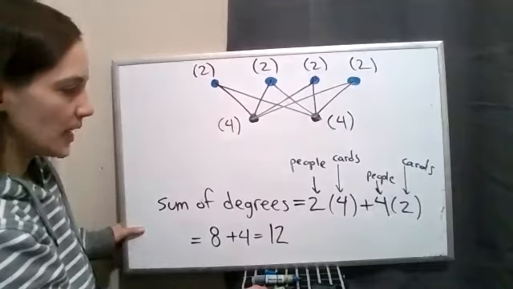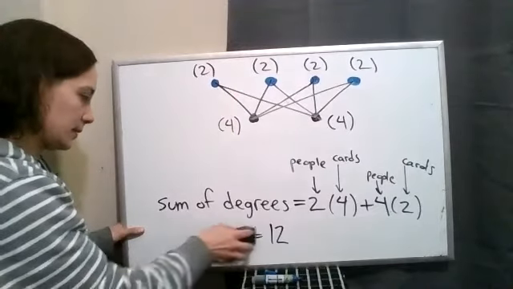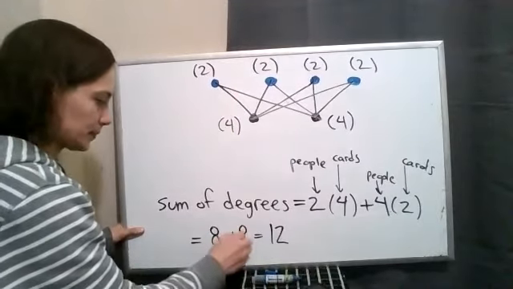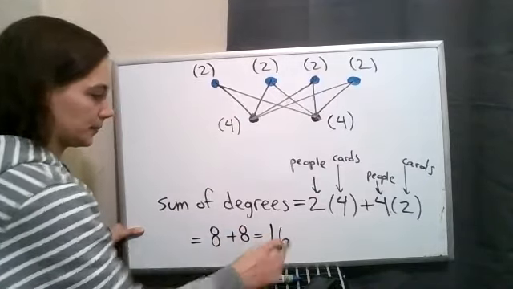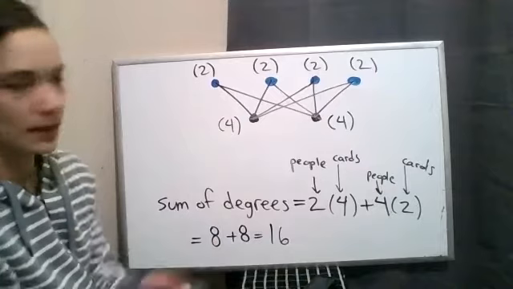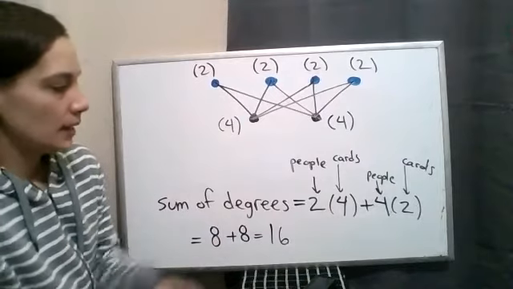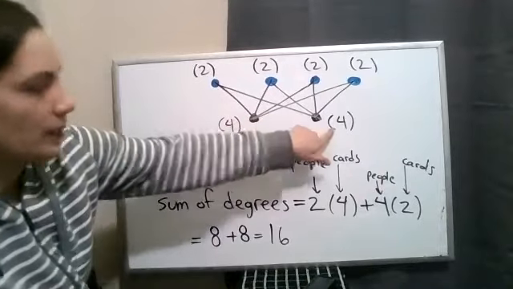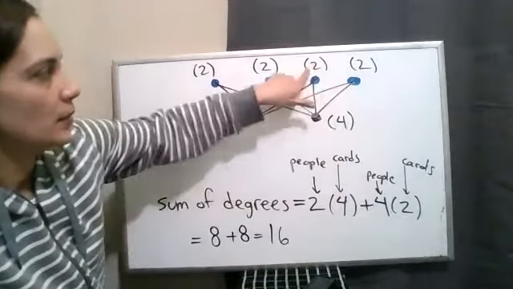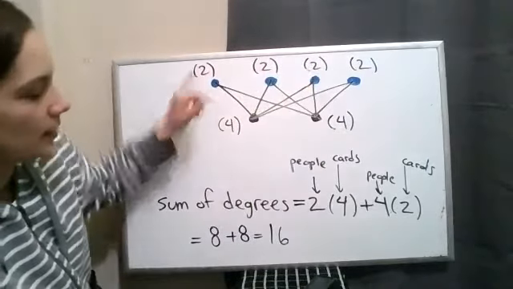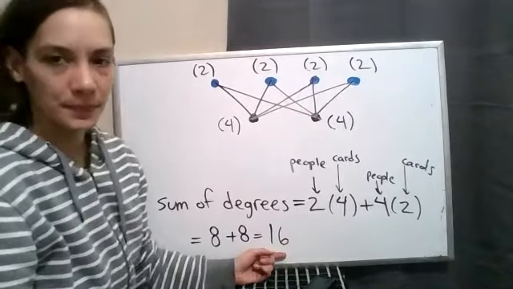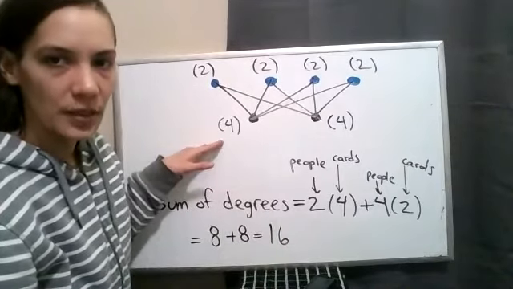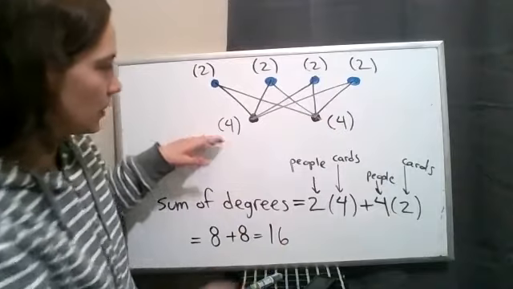So that was supposed to be 8 plus 8. And we get 16. Let's count it out. 1, 2, 3, 4, 5, 6, 7, 8, 9, 10, 11, 12, 13, 14, 15, 16. Okay, so I had a mistake. But let's go back to making sure we have the right graph too.